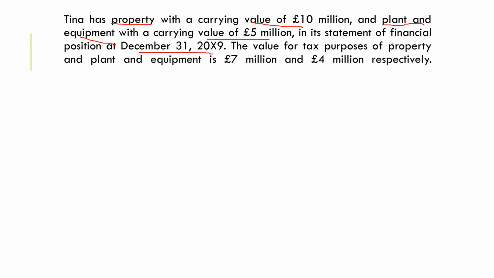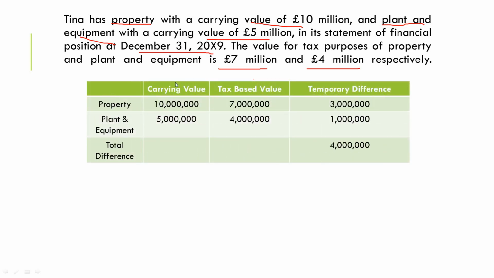The tax value of the assets is 7 million and 4 million respectively. So this question is quite direct. It actually gives you the carrying value and tax base value directly. What you have to do is just compare the carrying value and the tax base to find the temporary difference.